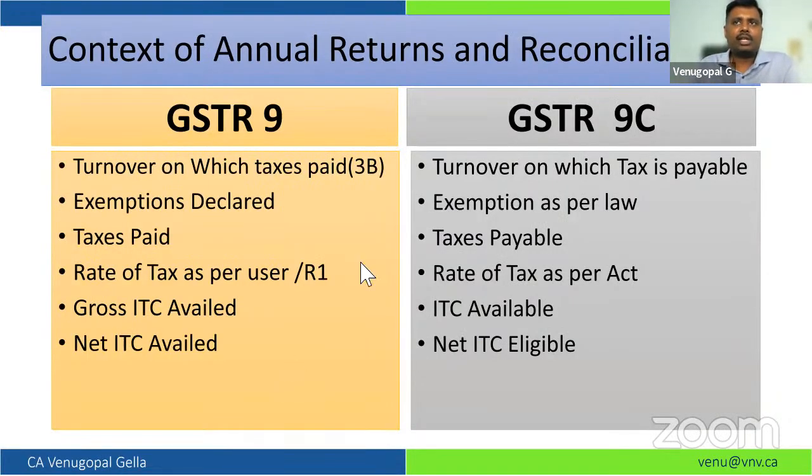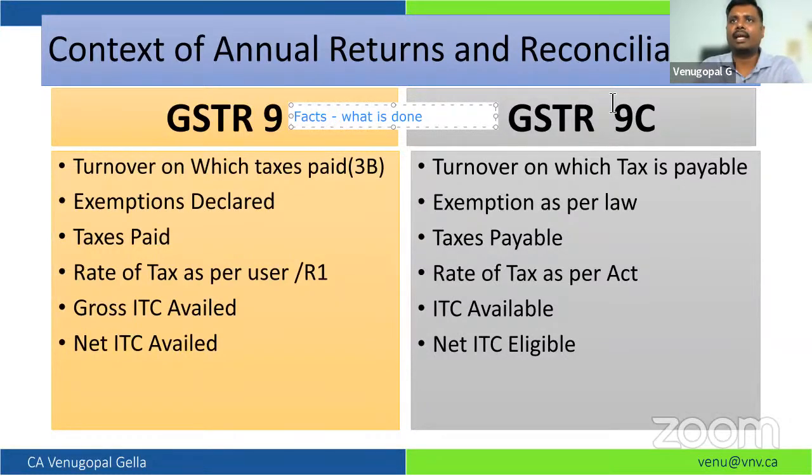Let's first understand the context between GSTR-9 and 9C. There are two forms. Why do we have these two forms? And what should I fill in these two forms? Friends, please note the context of GSTR-9 and 9C is very important. Now, GSTR-9 is a statement of fact. If I have to say what is GSTR-9, it's facts. What is done is GSTR-9.